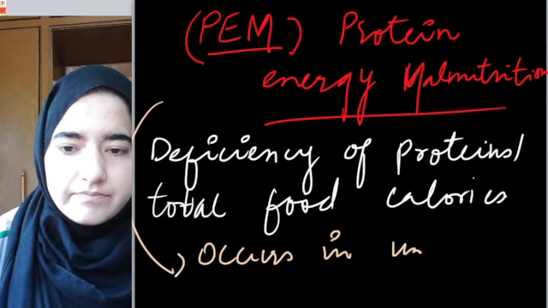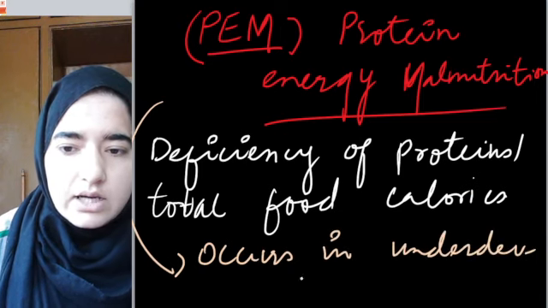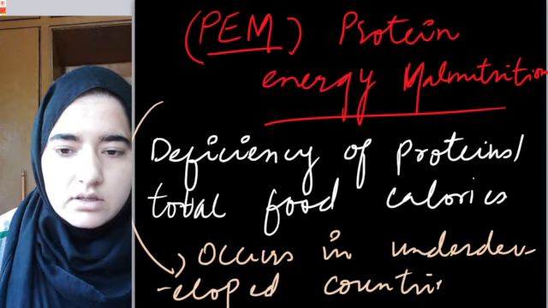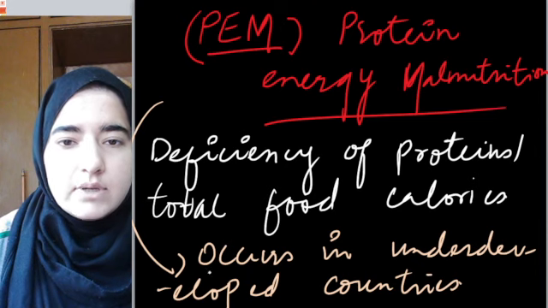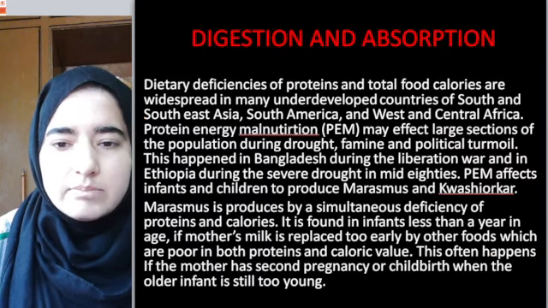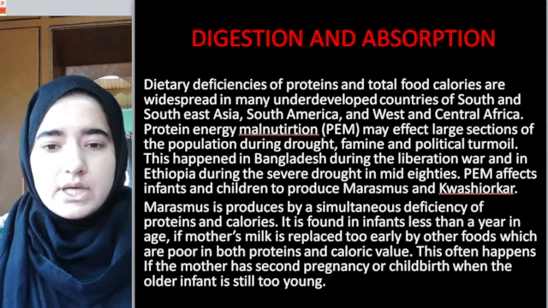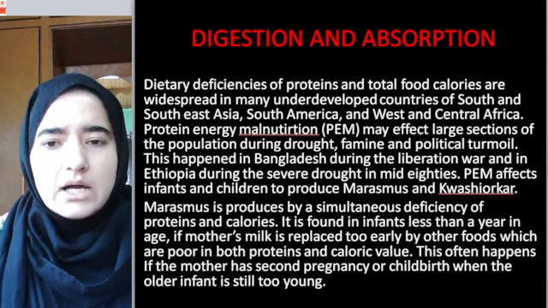This occurs in underdeveloped countries, and we have many examples: Southeast Asia, South America, West and Central Africa, where PEM occurs. It is affecting a lot of the population.